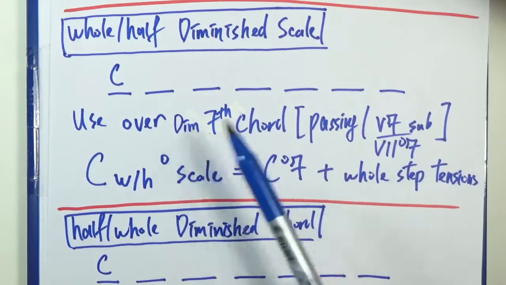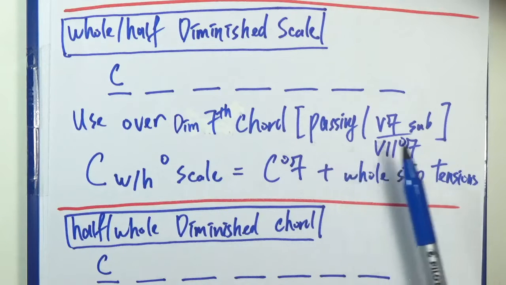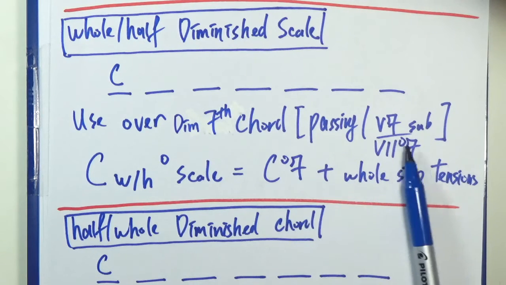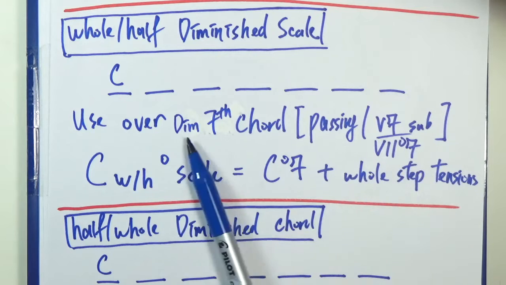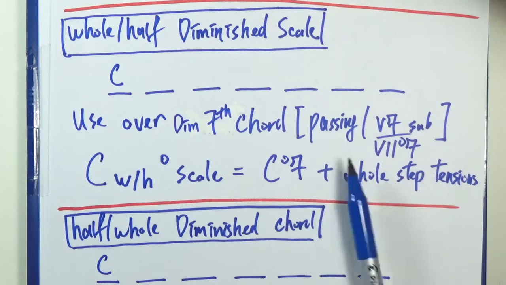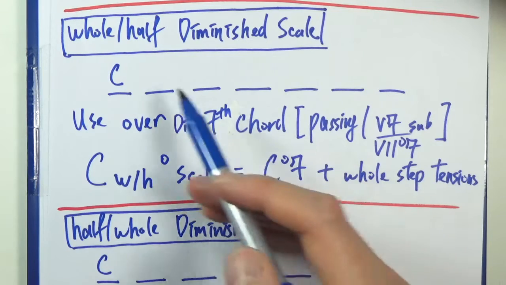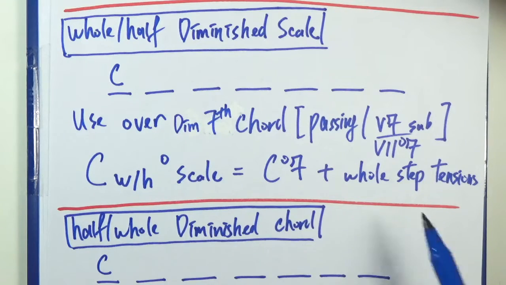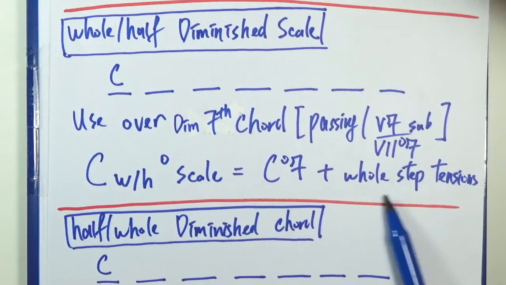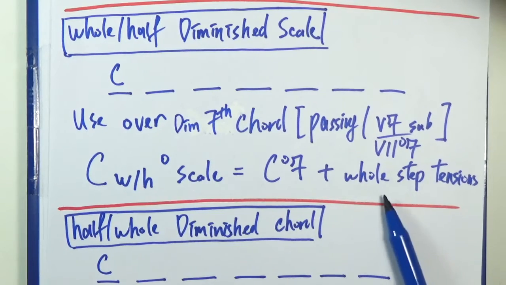For these two topics, you have to go back to the diminished 7 chord section. I have a whole section on just diminished 7 chords, so you should go back there and look for the definition of these two terms. The scale can be constructed this way. You write out the chord tones from C diminished 7, and then you add whole step tensions to it.